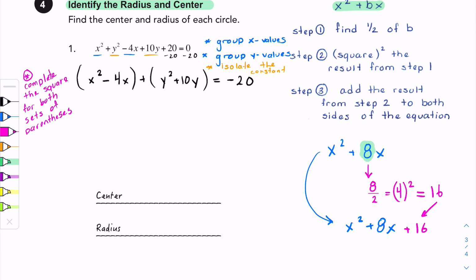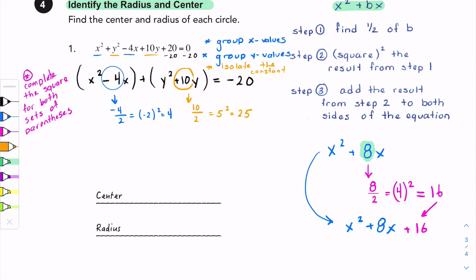So that means I'm going to take this first set. I'm going to take negative 4, that's my b value. Make sure you include that negative sign. Negative 4 divided by 2 leaves you with negative 2. Negative 2 squared is equal to 4. For the second set of parentheses, I'm going to take 10. We're going to divide 10 by 2. That gives us 5. We square that value. That gives us 25.